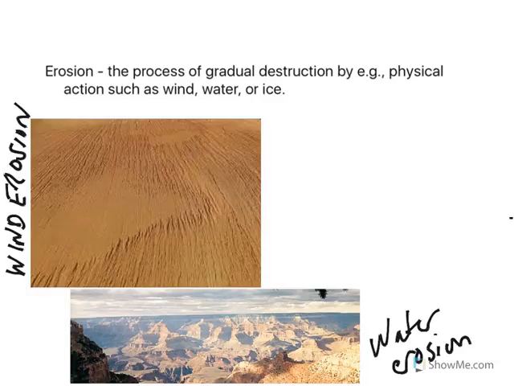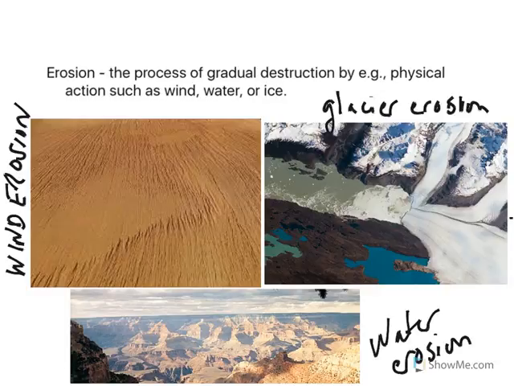A third process of erosion is ice. A good example of ice erosion is glacier erosion. So this is a photograph taken by an astronaut on the International Space Station. And what we're looking at is the snout of the Uppsala Glacier on the Argentine side of the North Patagonia ice field. So here's a glacier, here's a glacier, here's a glacier, and this is the terminus point of the glacier.